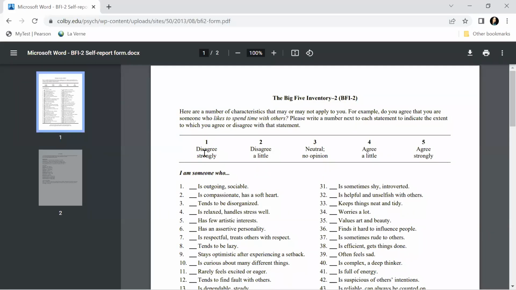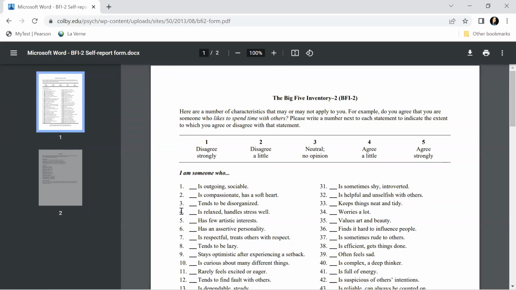Okay, so remember, 1 is strongly disagree, 5 is strongly agree. You'll see that number 1 was "is outgoing and sociable." If you strongly disagree, you will put 1. If you strongly agree with the statement, you're going to give yourself a 5.